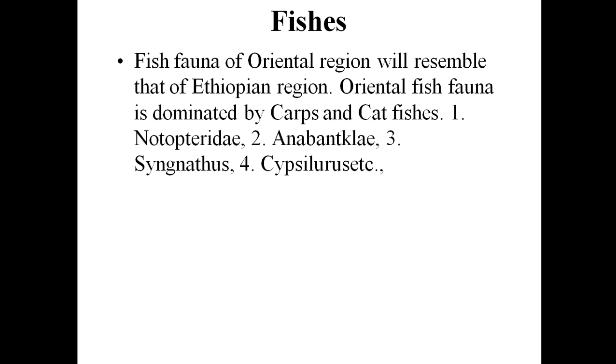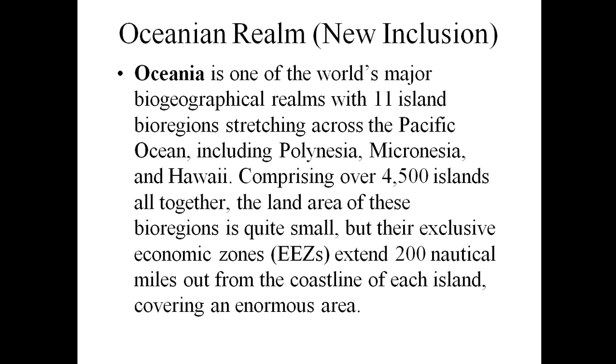So with this we have completed all the 6 biogeographical realms which were proposed by Sclater. But very recently WWF, the World Wide Fund for Nature, has introduced one more realm, known as the Oceanian realm or Oceania. So I thought let us also discuss this Oceanian realm in brief.